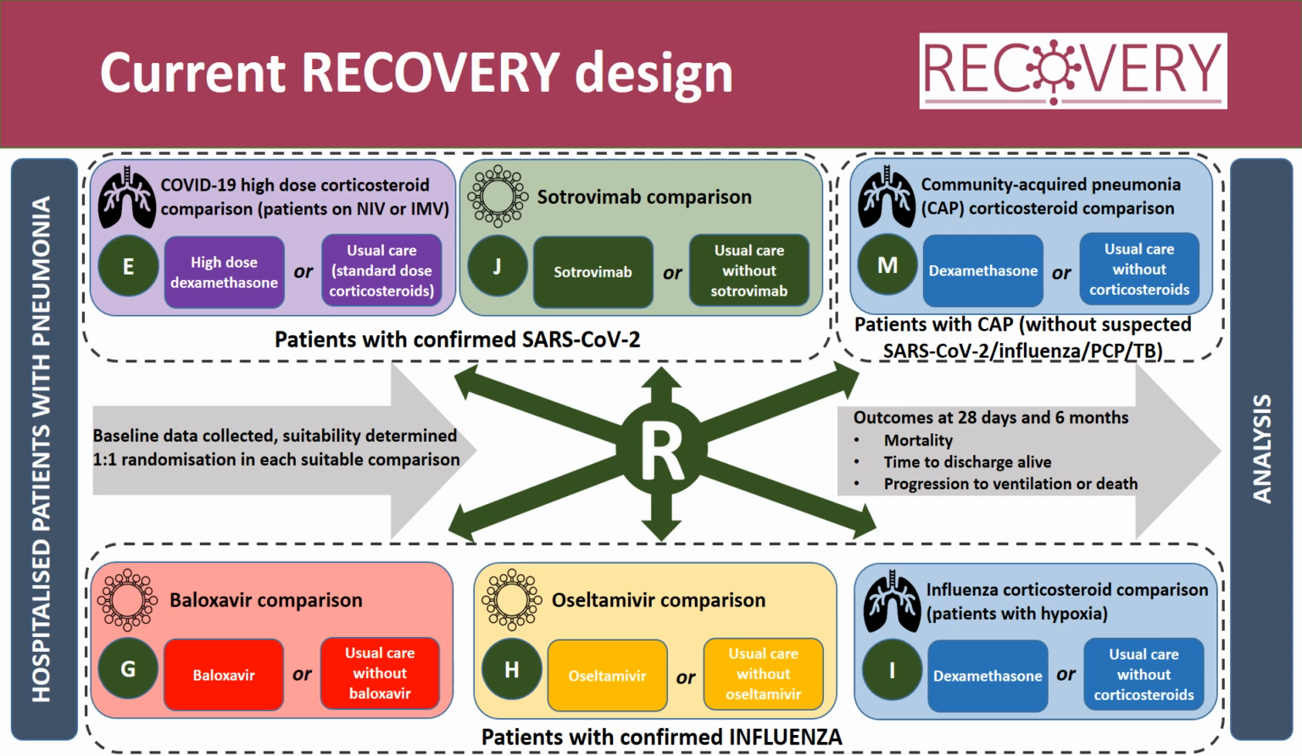The RECOVERY CAP steroid comparison. This picture shows all current treatment comparisons in RECOVERY, grouped by the category of pneumonia. After baseline data is collected and suitability is determined, patients are randomised in each suitable treatment comparison, with each randomisation being independent of the others. At the top left are the two remaining COVID comparisons, and at the bottom are the three comparisons for influenza. And note that some of these comparisons might not be open at your site or in your region.